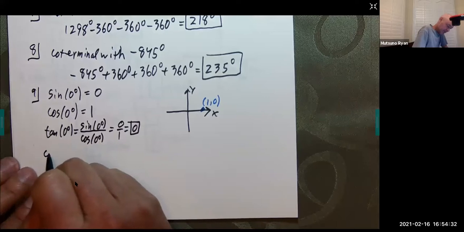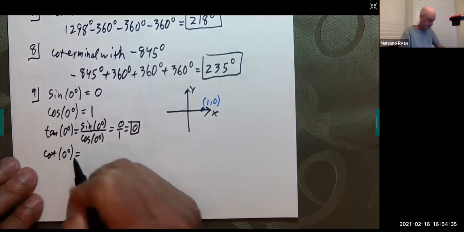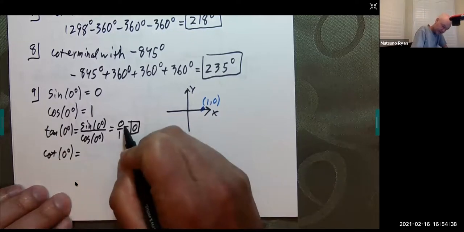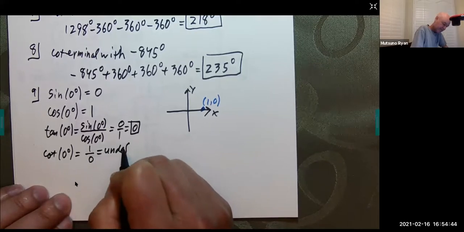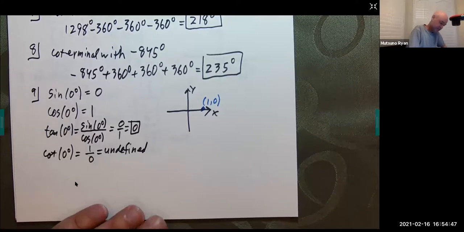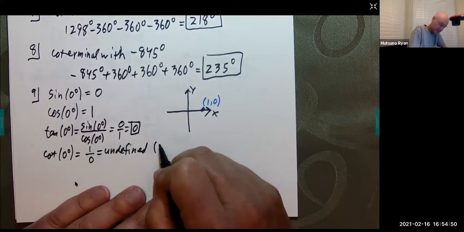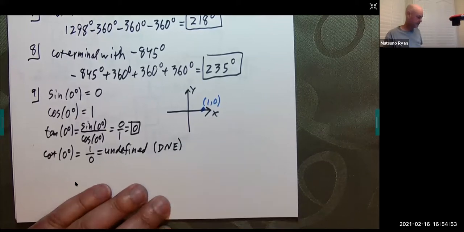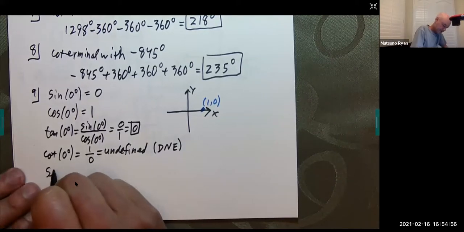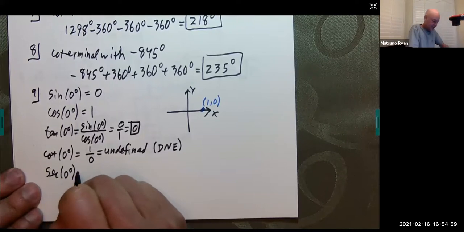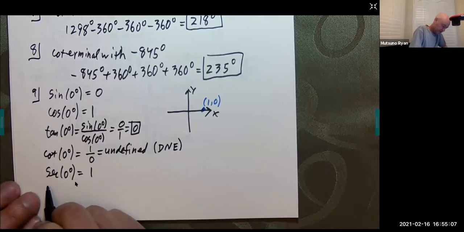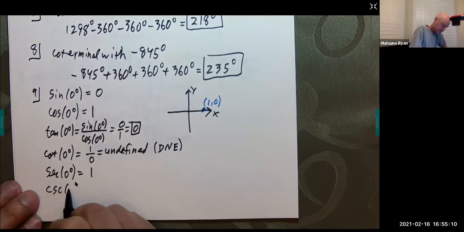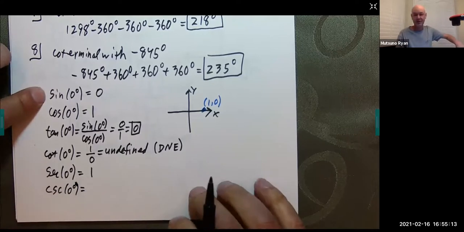Now, cotangent of 0 degrees is the reciprocal of tangent. So if I flip that, I'm going to get 1 divided by 0. This is undefined. You can't ever divide by 0. In my open math, you'll put does not exist, DNE. Secant of 0 degrees is the reciprocal of cosine, and the reciprocal of 1 is 1. However, the cosecant of 0 degrees is the reciprocal of sine, and the reciprocal of 0 is again undefined.